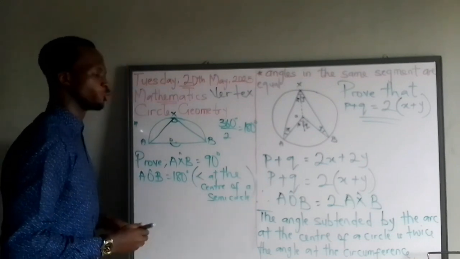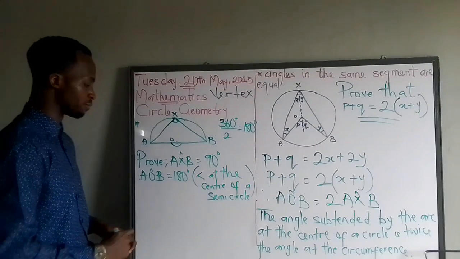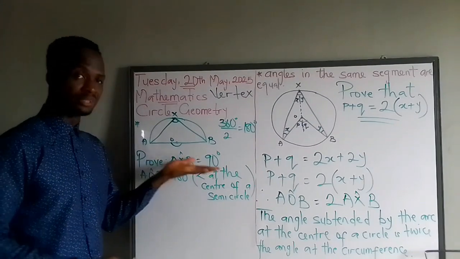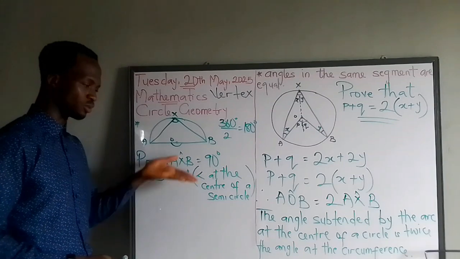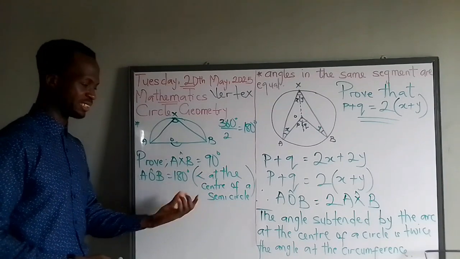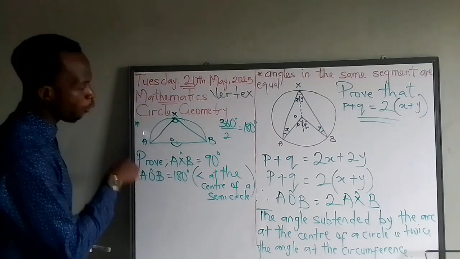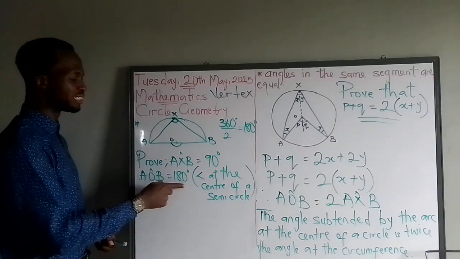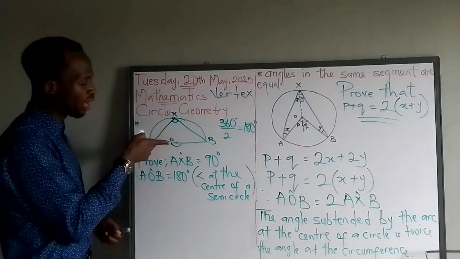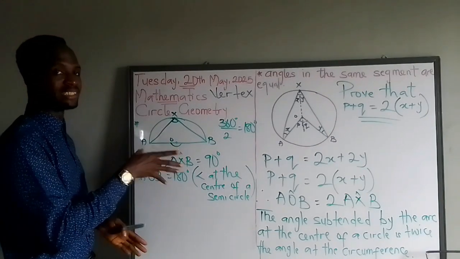Now, another thing about geometry is that for every thing you write, you must have the reason for it. You must write the reason there. It's equally important as the calculation. So AOB is 180 degrees. What's the reason? The angle at the center of a semicircle is 180.